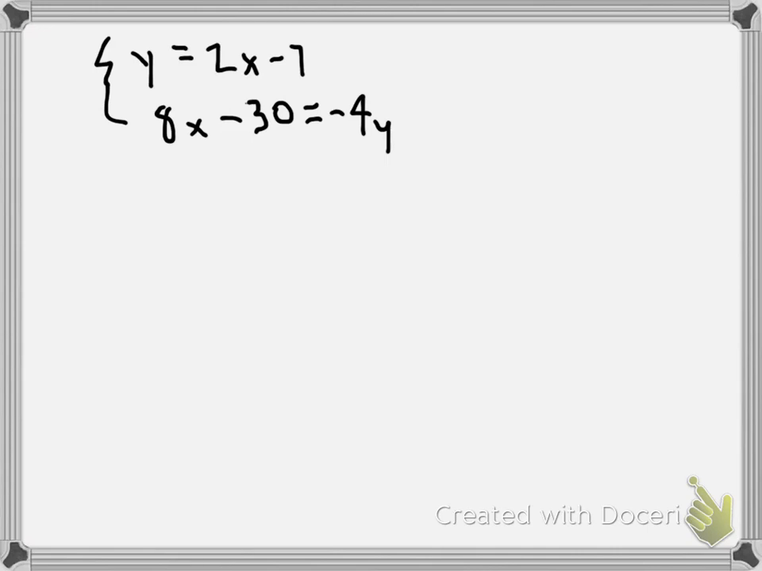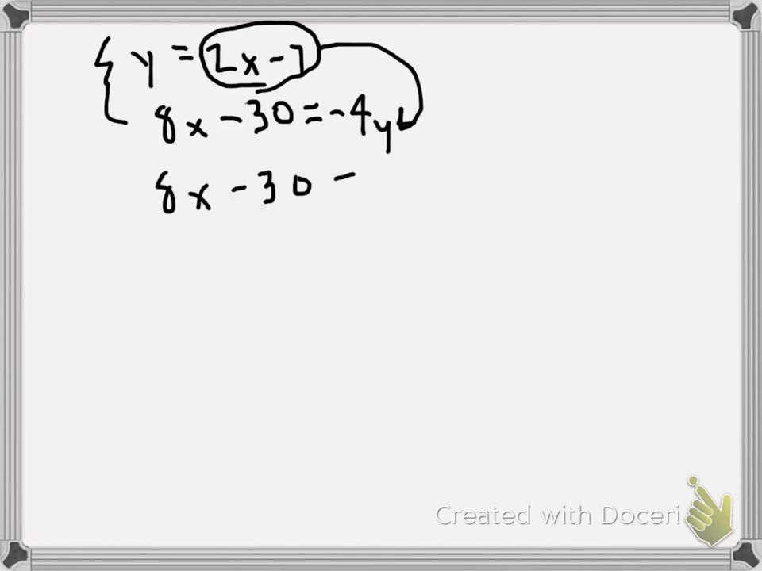It's because the first equation is already solved for y. And I can just immediately take this expression, y is equal to 2x minus 7, and I can substitute it right in for y in our second equation. So we'll have a new equation with only x as my variable. So my next step then is to distribute my x across the parentheses.